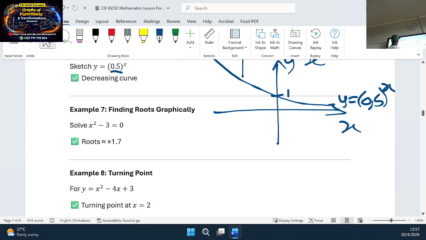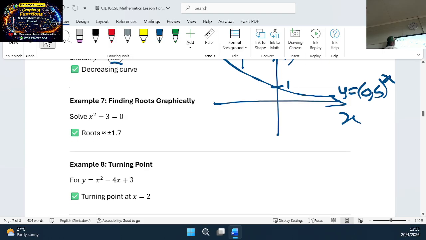Then moving on, finding the roots graphically. If we are finding the roots graphically, as we can see, this is a function which is similar to that of y equals x squared.